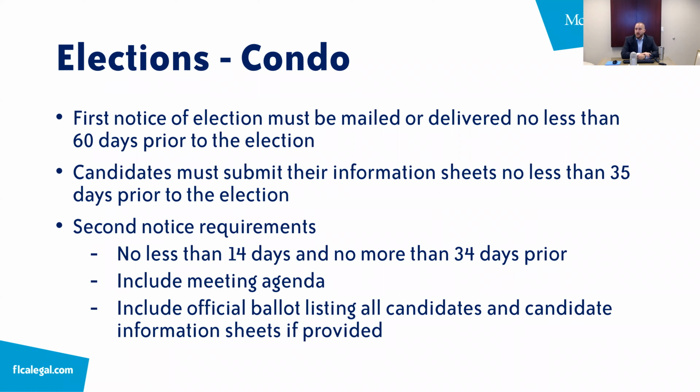The second notice that goes out is not less than 14 days and not more than 34 days prior. That's after the cutoff date to get your name in, and it includes the meeting agenda. And then it has the official ballot listing all the candidates and the candidate information sheets that they've provided. So the nice thing about this is that there's no interpretation with it.